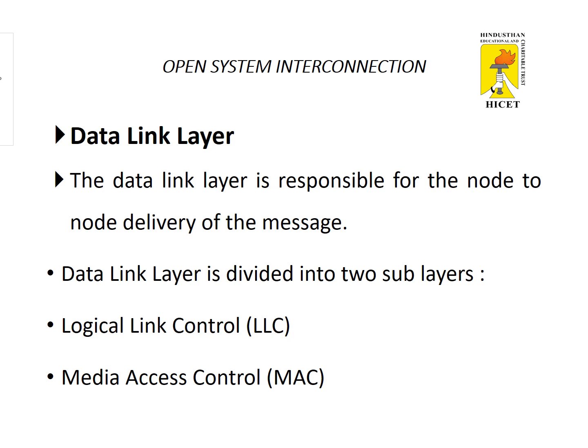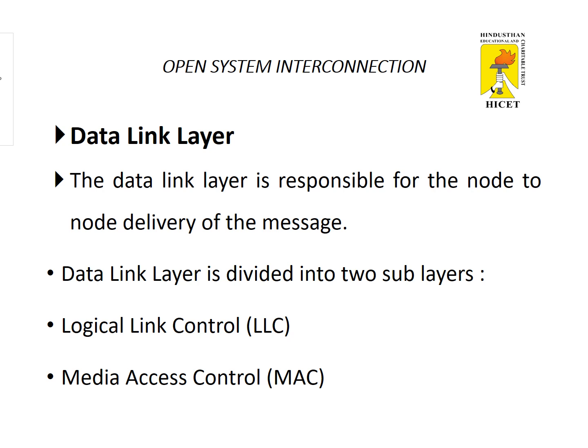Next layer is the data link layer. The data link layer is responsible for the node to node delivery of the message. The data link layer is divided into two sub layers. First one is logical link control, or LLC. Second one is media access control, or MAC. When a packet arrives in a network, it is the responsibility of the data link layer to transmit it to the host using its MAC address.